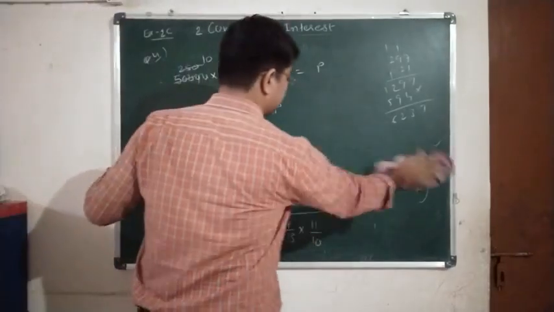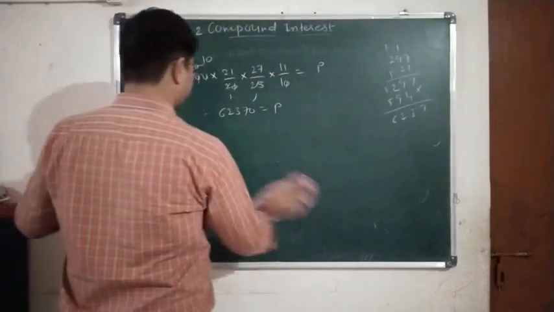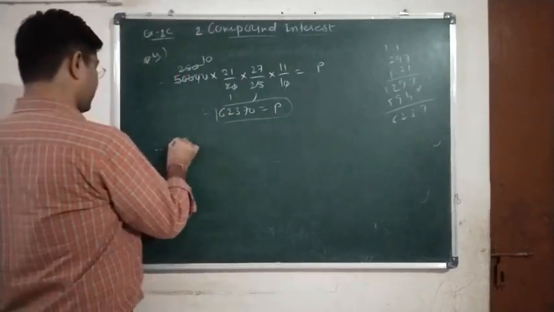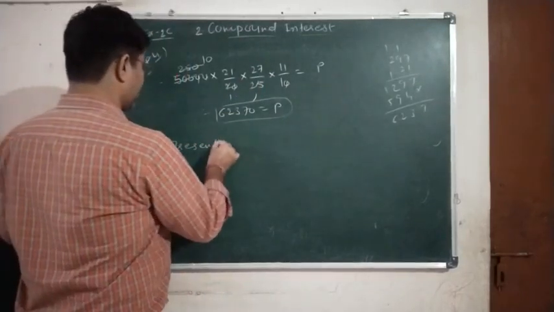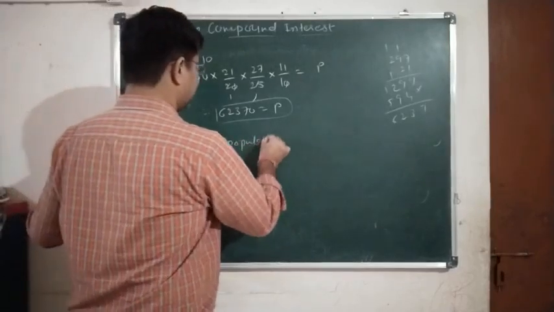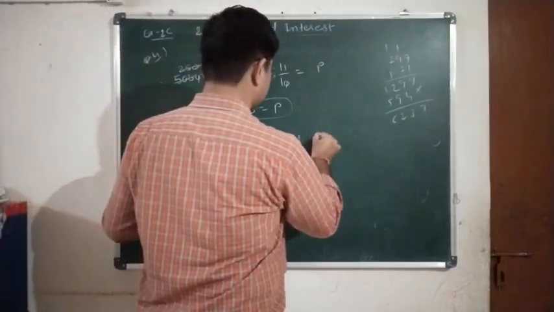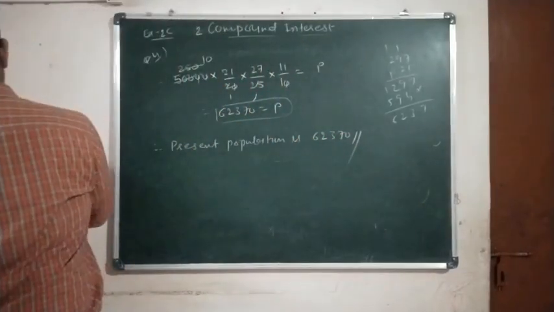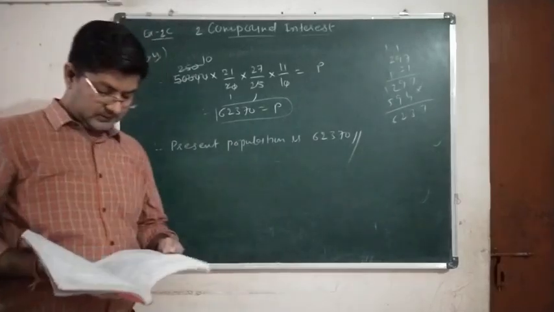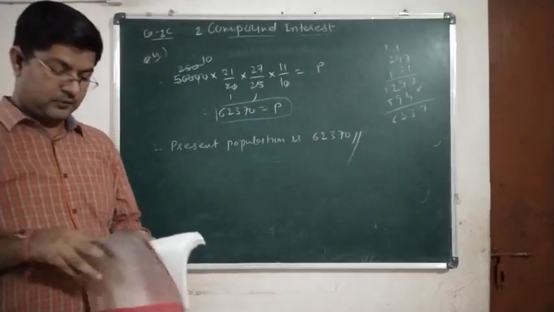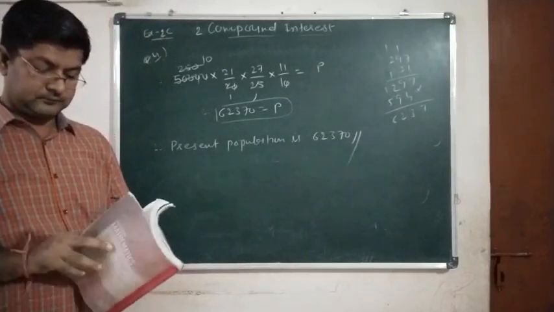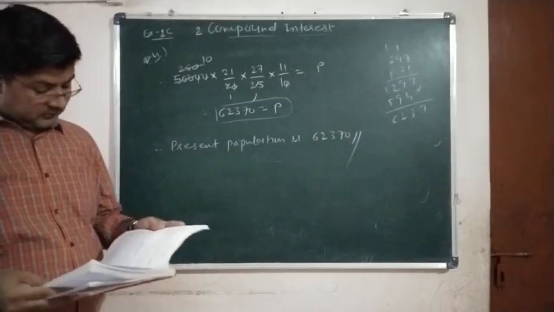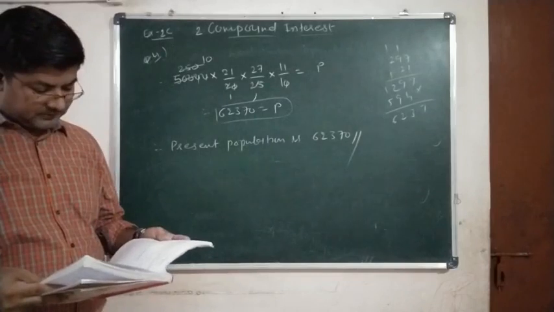So let us write down the statement finally. Therefore, the present population is 62,370. Clear? So this is the answer to question number 4. 62,370. Okay, done. Now question number 5.